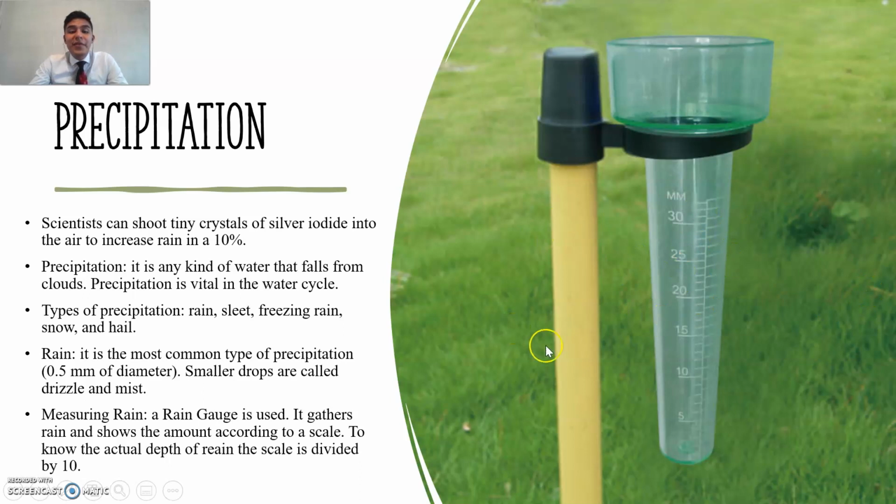So right over here, you have our rain gauge, right? So you can notice that it is measured in millimeters. So for example, let's say that we have 20 millimeters of rain right here in our rain gauge. Then we are going to divide that by 10. So 20 divided by 10 will equal 2. There you go. So in total, we will say that 2 centimeters have rained, okay?